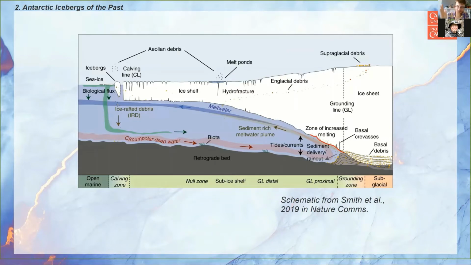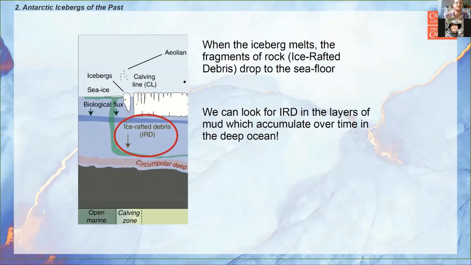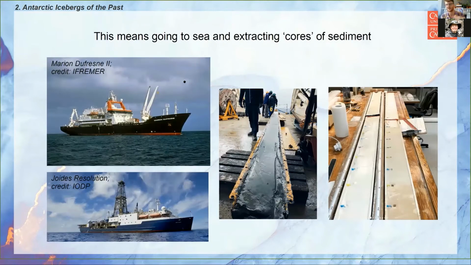When the iceberg flows into the open ocean, it starts to melt, it encounters warm water, and these tiny rock fragments get dropped and they end up accumulating in the layers of mud on the sea floor. So we call these fragments ice rafted debris, or IRD, and we can go and look up deep ocean mud and we can look for these layers of ice rafted debris. This means that we have to go to sea sometimes and extract cores of sediment.